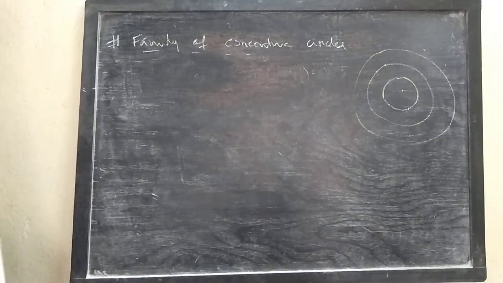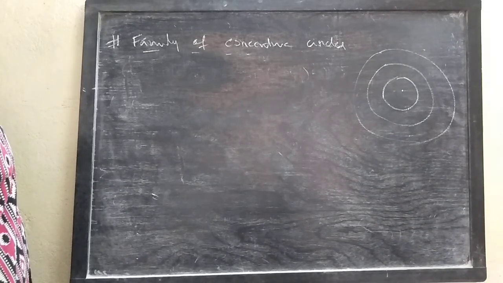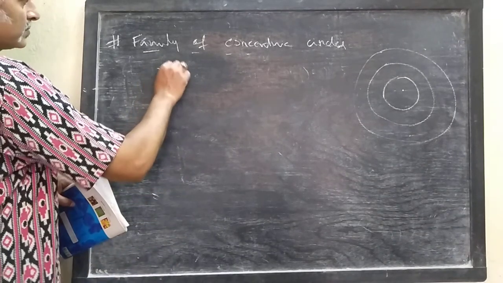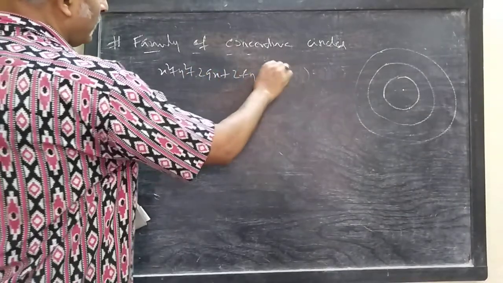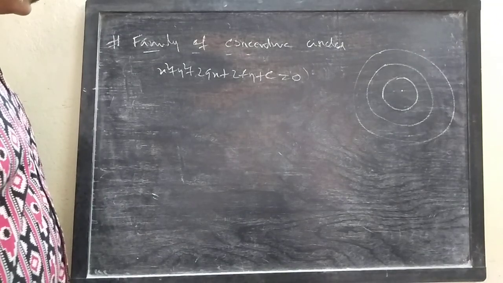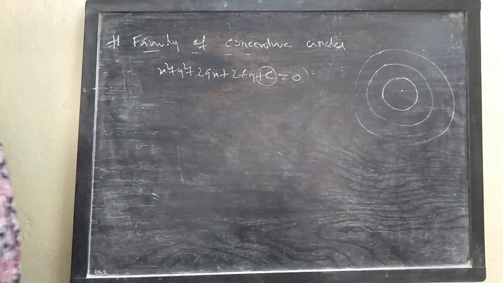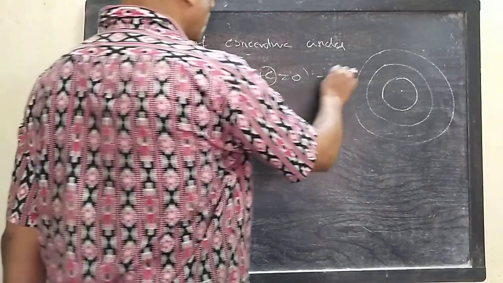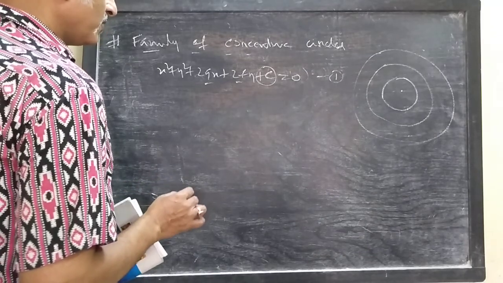You know x square plus y square plus 2gx plus 2fy plus c equals 0 represents a circle on the xy plane. So if we make c a parameter and g, f constant, then this will be a family of concentric circles concentric with circle 1. Suppose this is circle 1 where g and f are constant.